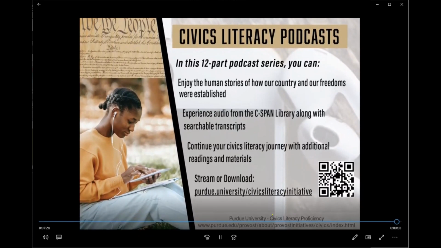And there's that QR code again. Yay, go QR codes.